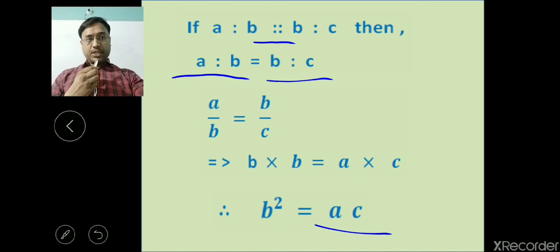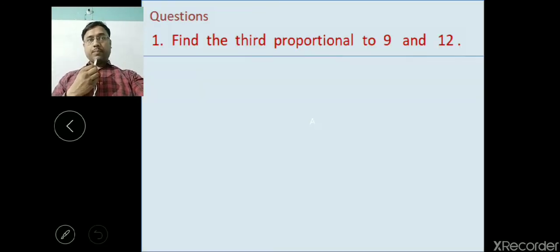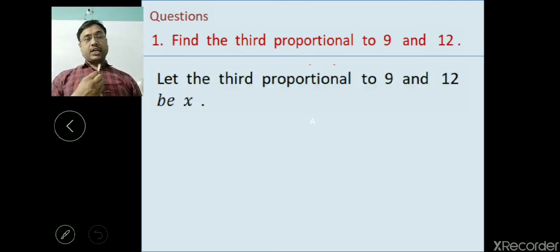So we are getting b square equals to ac. Now some questions here, based on this concept only. Find the third proportional to 9 and 12. So what is that? You have to find the third proportional of 9 and 12. So you may write that let the third proportional to 9 and 12 be x.